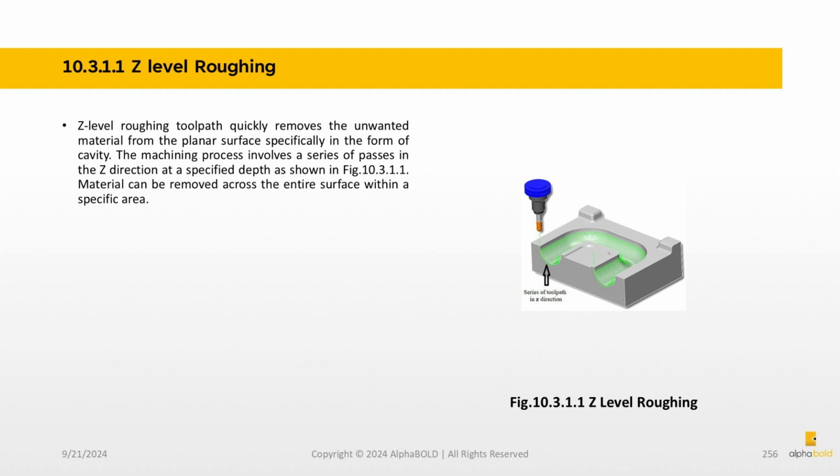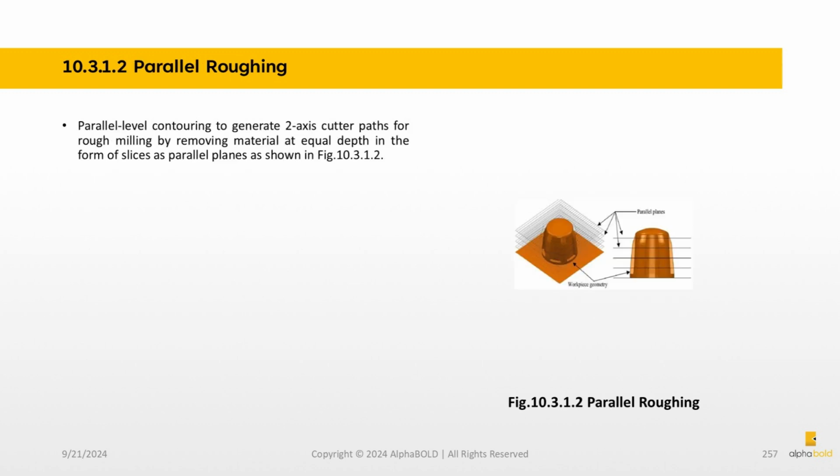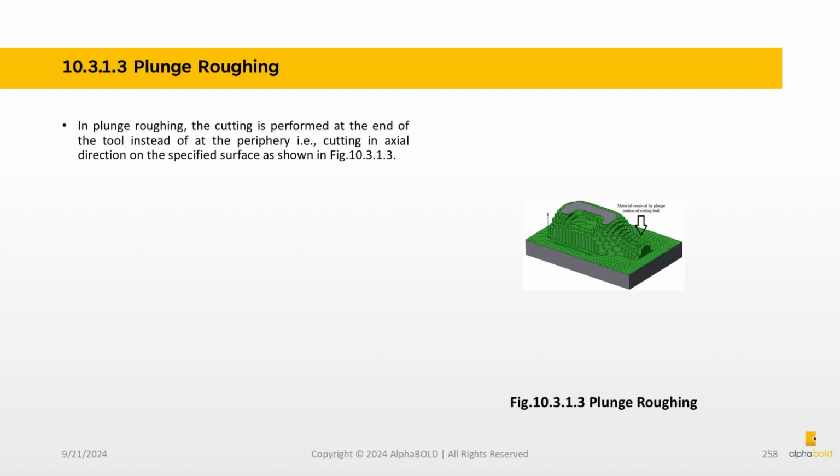Material can be removed across the entire surface within a specific area. Parallel level contouring generates 2-axis cutter paths for rough milling by removing material at equal depth in the form of slices as parallel planes. In plunge roughing, the cutting is performed at the end of the tool instead of at the periphery, such as cutting in the axial direction on the specified surface.